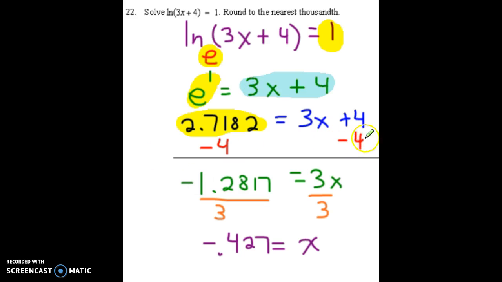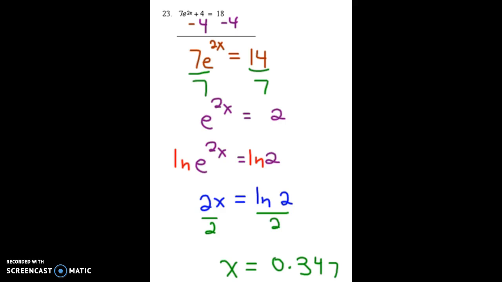I am going to minus 4 from both sides because I want to get x by itself, so I got 3x by itself. So I'm going to go ahead and divide both sides by 3, and this is what I get for an answer. And I'm going to plug it into my calculator to see if it's correct, and it is.